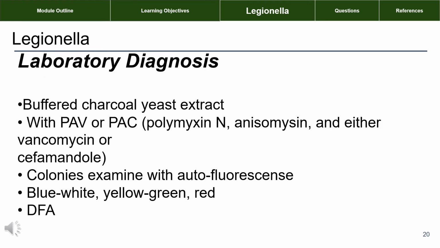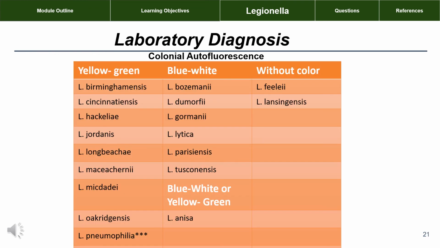For laboratory diagnosis, you use buffered charcoal yeast extract with PAV or PAC: polymyxin B, anisomycin, and either vancomycin or cefamandole. Colonies are examined with autofluorescence. Your colonies are blue to white, or yellow, green, or red. So that is the autofluorescence of your colonies. This is a summary table for colonial autofluorescence.